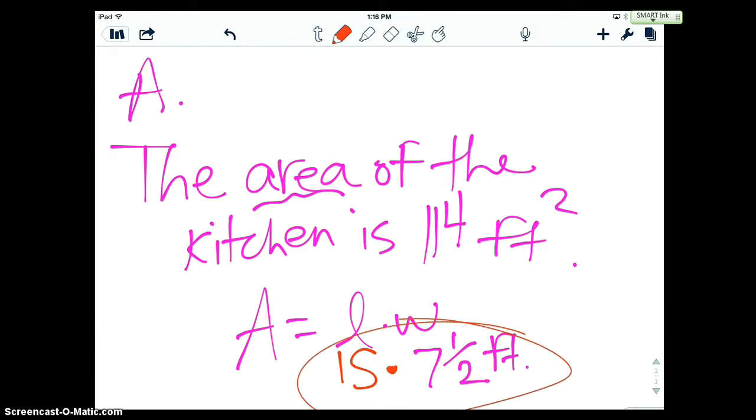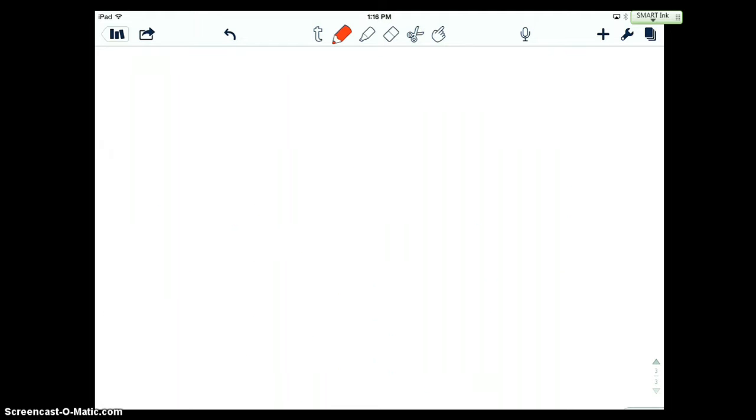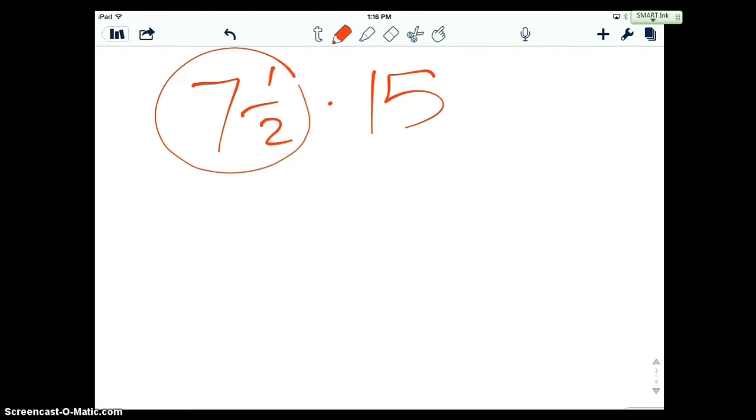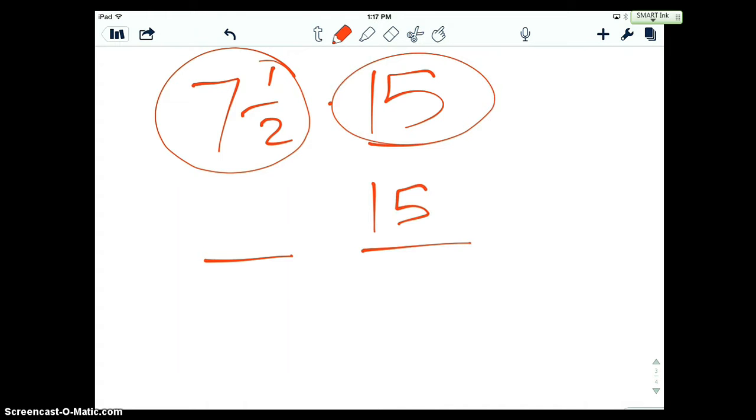So now I need to see, is 15 times 7.5 going to give me 114? 7.5 times 15. How do we multiply that mess? Well, since it's a mixed number, we need to make this into a single fraction, and this into a single fraction. So I'm at 15 over 1. 7.5 would be what over 2? Remember, I go 2 times 7, and then plus the 1. So I'm at 15.